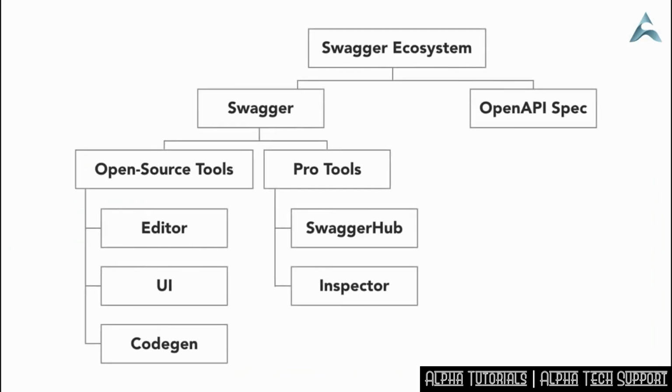So at a high level, this is an overview of the Swagger ecosystem. At the top level of the hierarchy, we need to distinguish between the Swagger toolset and the OpenAPI specification. The Swagger toolset is further categorized by the open source tools and the Pro tools. Throughout the course, we'll be diving into each of these areas so that you can build higher quality APIs in less time.